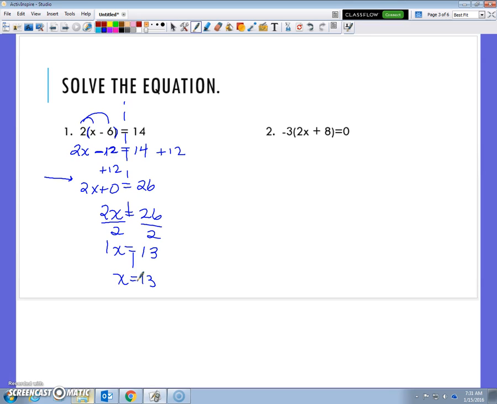Now if I wanted to check to make sure that I had the right answer, because there's a lot of steps to these problems, I would just plug it in. 13 minus 6 is 7, and 2 times 7 equals 14, so I know I did it correctly. Okay, so you can do a quick mental math check when you're done.